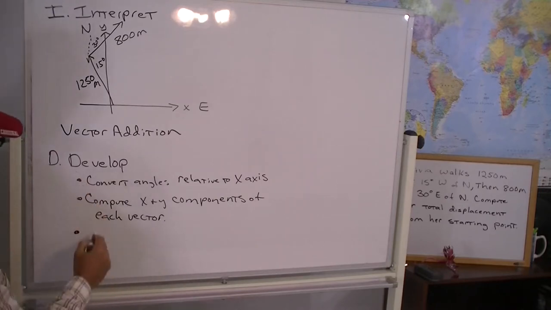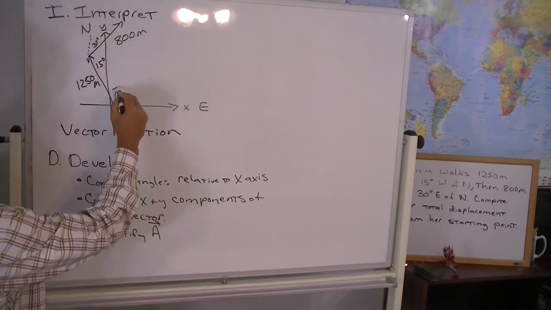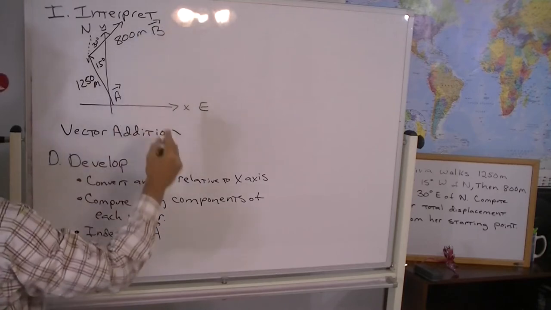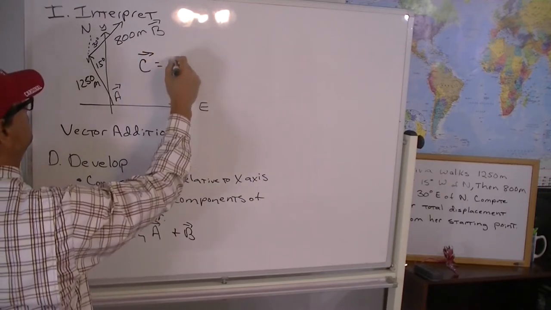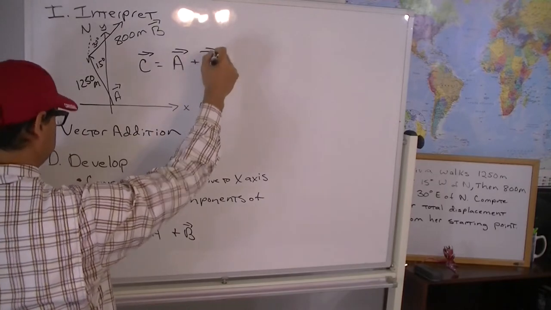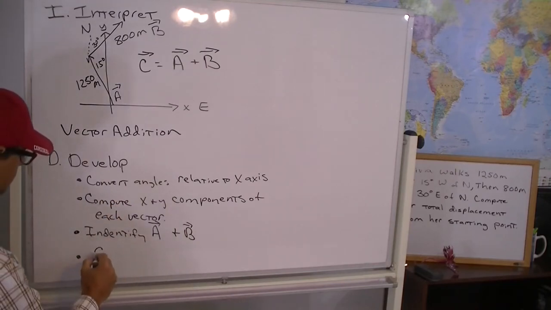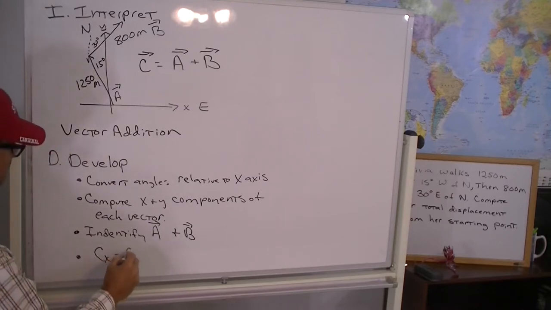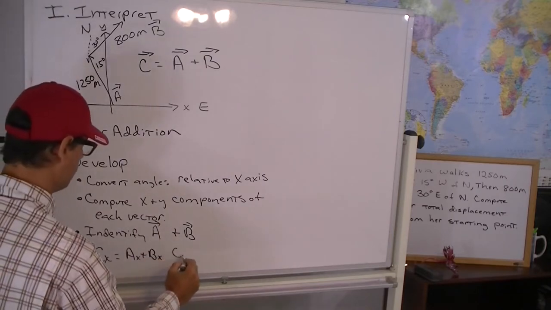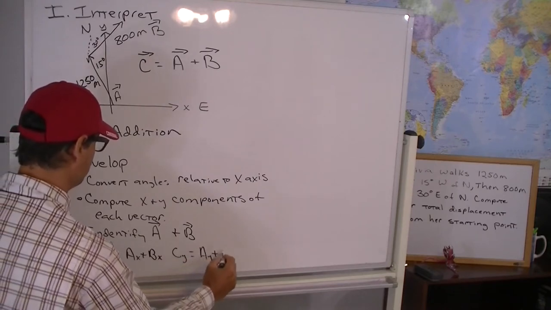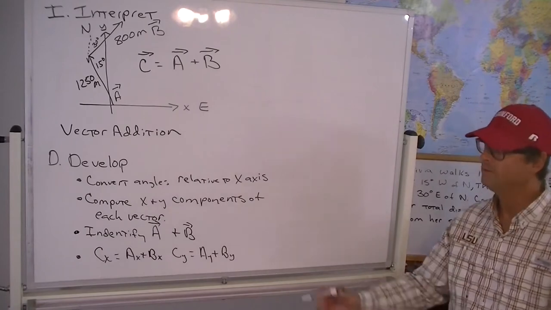And then you can also identify the two vectors. So call A the first vector and B the second vector. So then your total displacement vector C is equal to A plus B. So compute your components, make your identifications, and then C_x, the x component of your displacement, is just the two x components added together, and the y component of the displacement is just the y components added together. And sometimes in our process of developing, we do start to head towards some formulas toward the end of that.